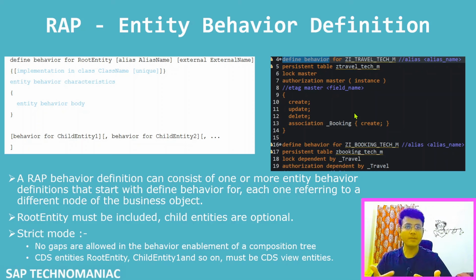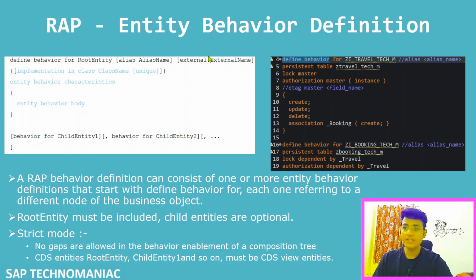When we are defining the behavior, the root entity must be there whenever we are defining. Without the root entity, you can't define the behavior only for the child entities. The root entity should be available, and children are optional. If you don't want to define the behavior for the child entities, that is fine. You just define it for the root entity.